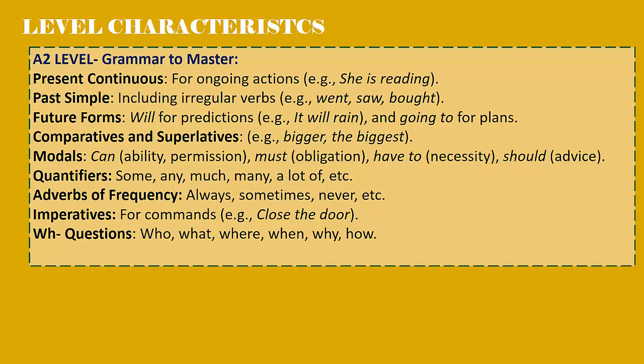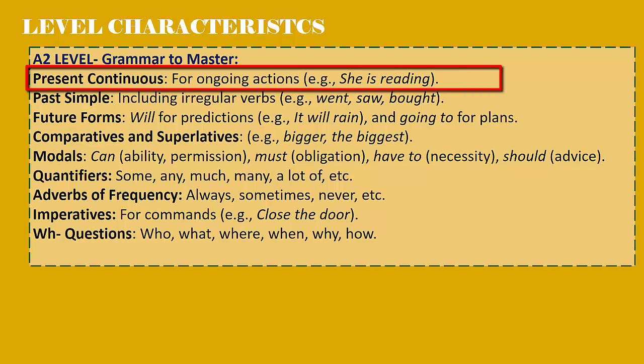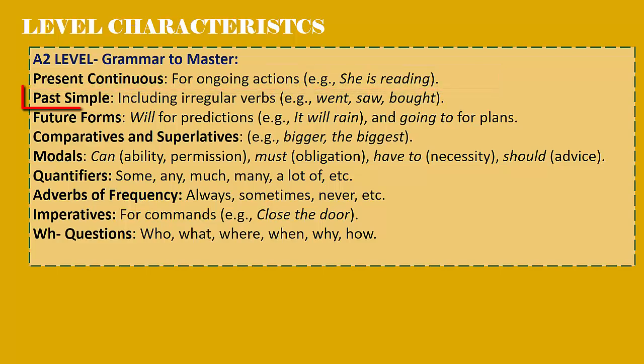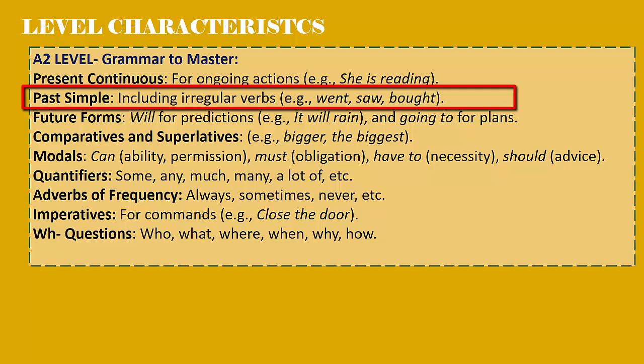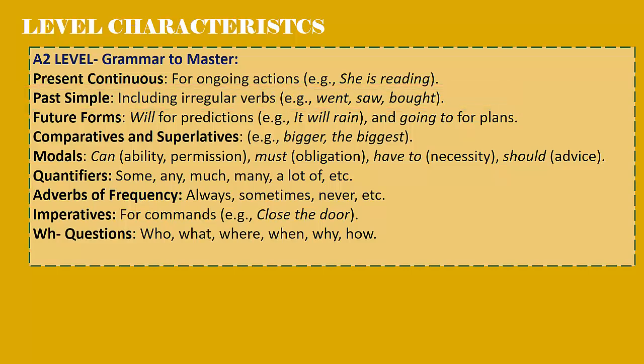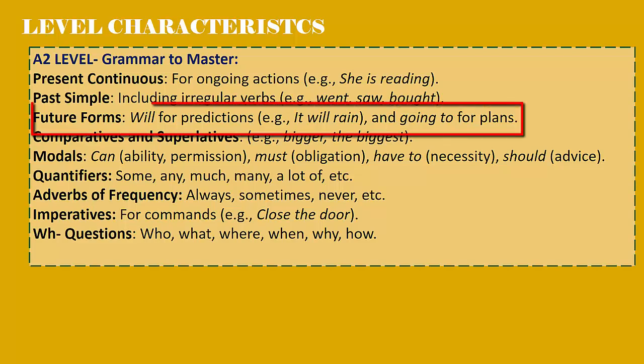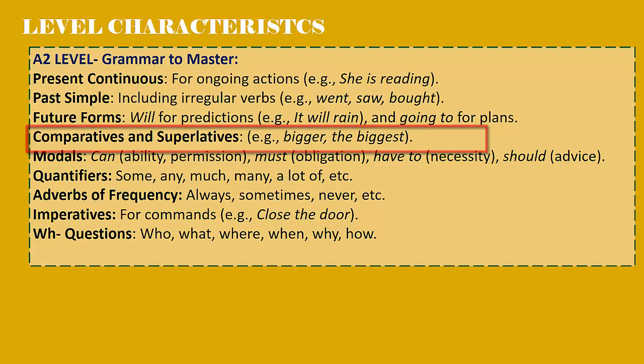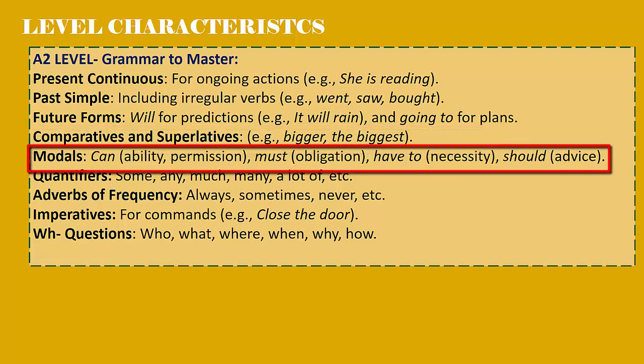The grammar this level should know, like the present continuous for ongoing actions, past simple. Now we start introducing verb tenses in a very intense way when we compare with the A1 level. We start planting the seed in the students. So, okay, if you have problems, now it's your time. Present continuous, how to use past simple, future forms, comparatives and superlatives, modal verbs to express can, ability, right?